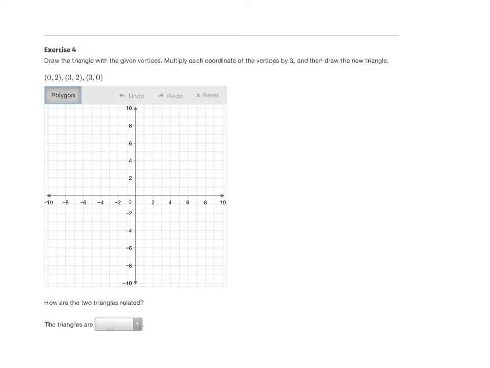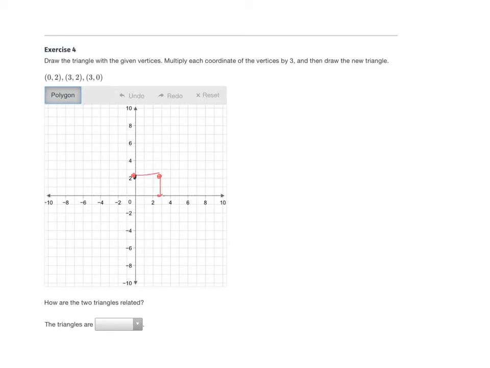Good morning, pre-algebra. I'm going to run down pre-V1 2.7 the solutions. And what we're going to do is start out by drawing a triangle. This one is at 0, 2, so over 0 up 2. Second location is 3, 2, so that's over 3 up 2. And then we have 3, 0, so over 3 up 0.